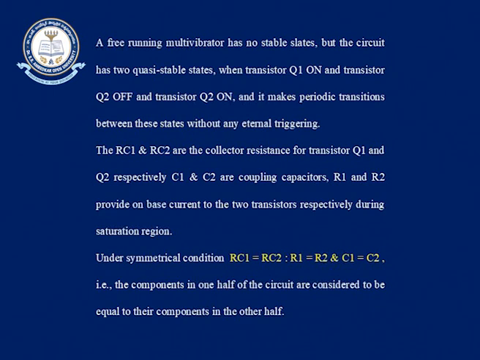Also, RC1 and RC2: from the previous figure you can see that RC1 is on the input section and RC2 on the output. RC1 and RC2 are the collector resistances for transistors Q1 and Q2, and R1 and R2 provide the base current to the two transistors, which operate in the saturation region.